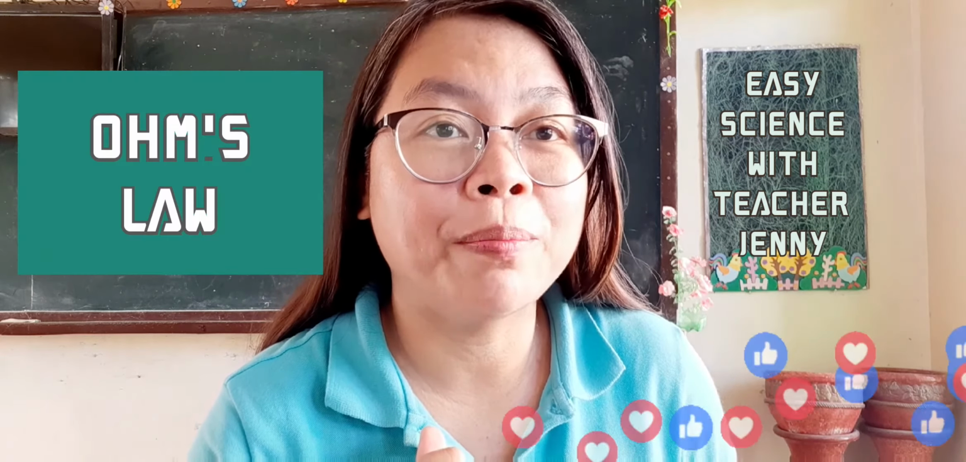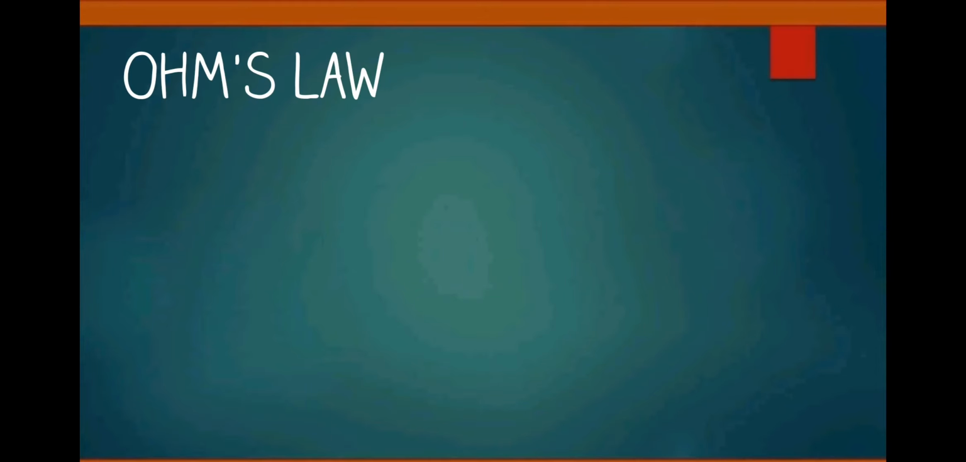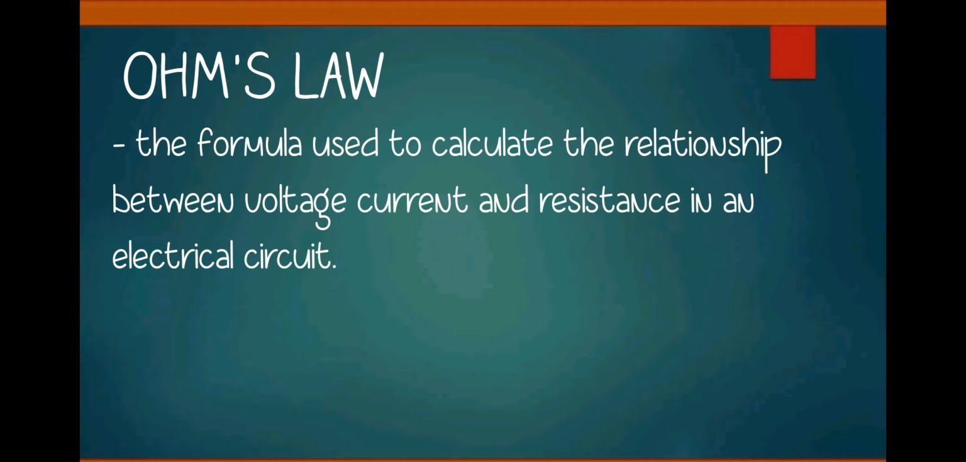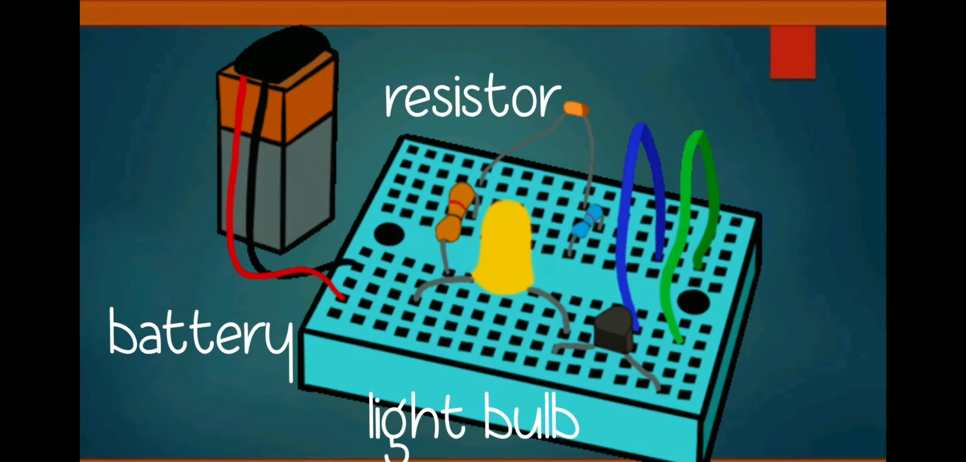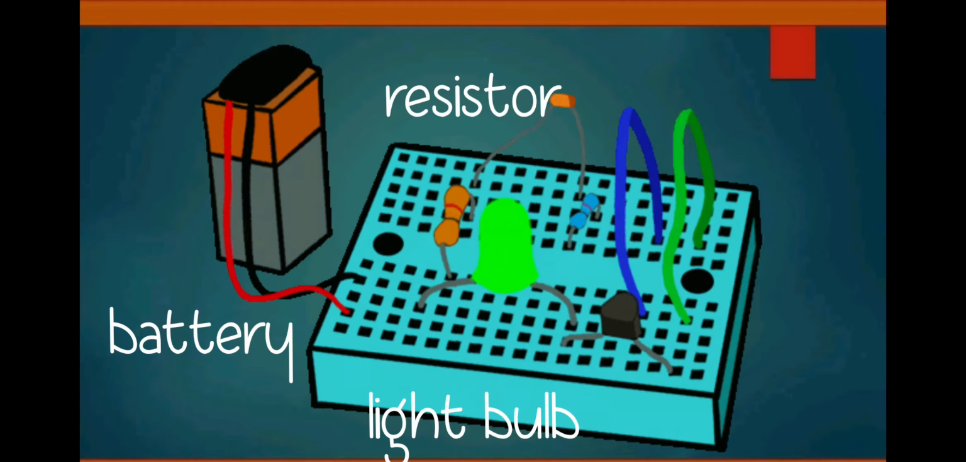Today, ang tuturo ko ay kung paano mag-compute ng Ohm's Law. Ohm's law is a formula used to calculate the relationship between voltage, current, and resistance in an electrical circuit. The law addresses the key quantities at work in a circuit. This is an example of a basic circuit.